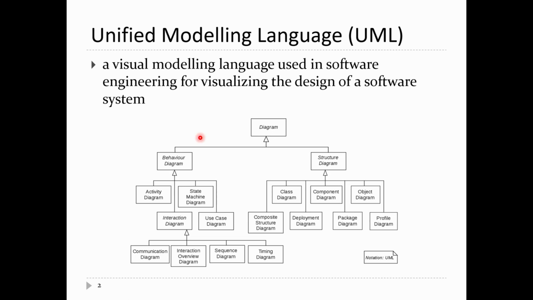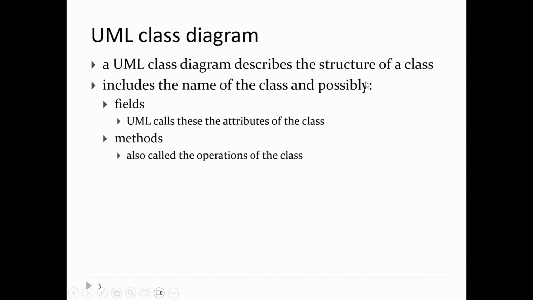We don't care about the left side of this picture. What we care about is, we only care about one thing, actually. We care about this thing right here, the class diagram. So the class diagram is a structure diagram, which is just a regular diagram, which is also a diagram. The class diagram describes the structure of a class. In other words, it describes what fields a class has and what methods a class has. So you describe the fields and you describe the methods.